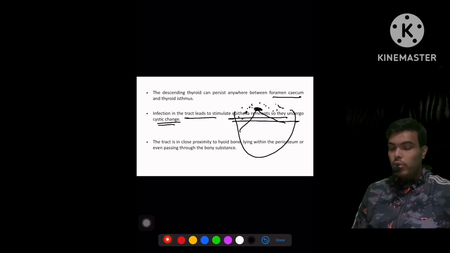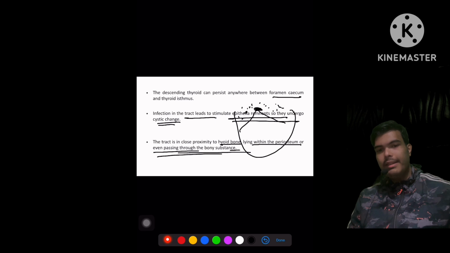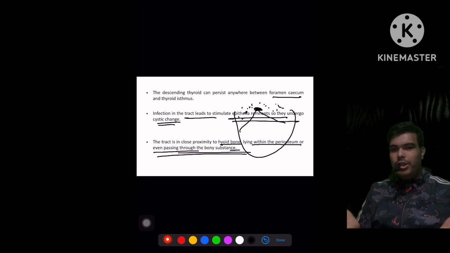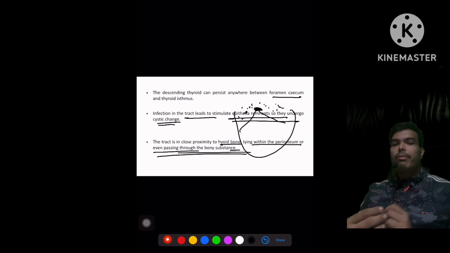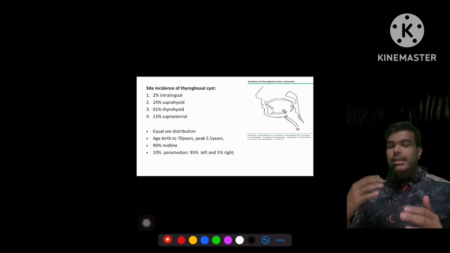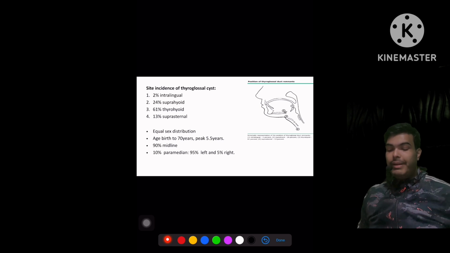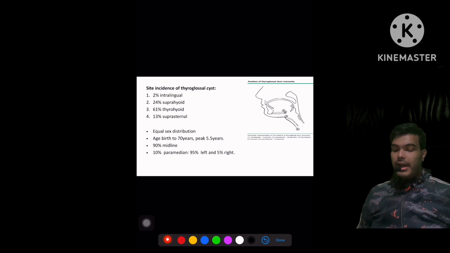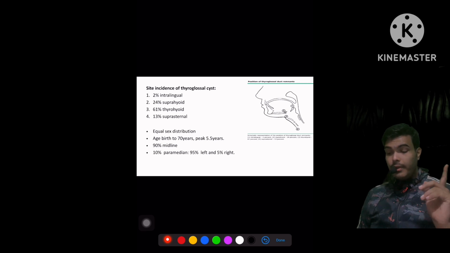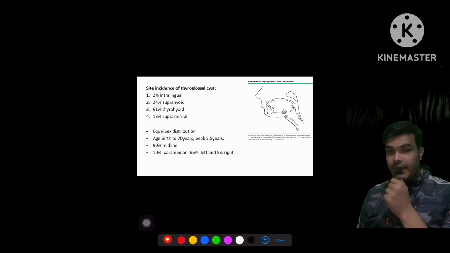The tract includes proximity to the hyoid bone, lying within the periosteum or even passing through the bony substance. What does that mean? That means it passes through the hyoid. I already told you initially also, it is in close communication with the hyoid bone. That is important to understand. The incidence of thyroglossal cyst: 2% intralingual, 24% suprahyoid, 61% thyroid, 13% suprasternal. This is one of the landmarks, but more important will come in the next slide.